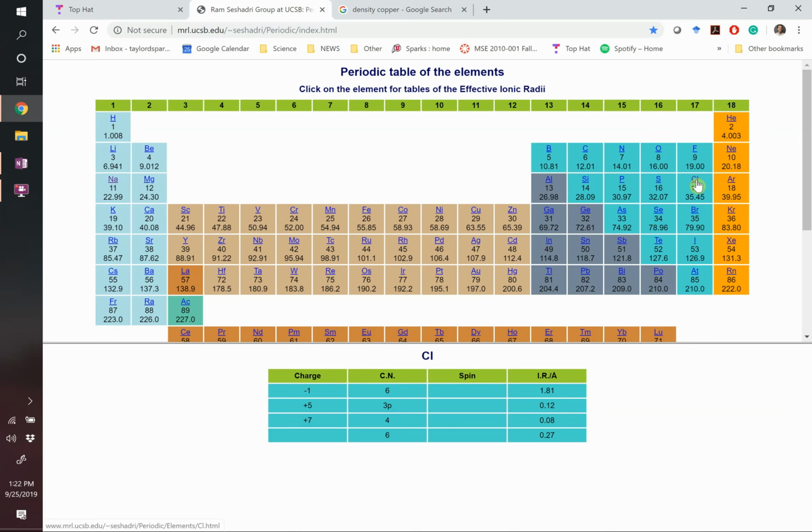Okay, so let's compare that to chlorine. Chlorine, if it's -1, which is its most common state, it only exists when it has 6 neighbors. That's the only way that you can find chlorine. And its size is 1.8.